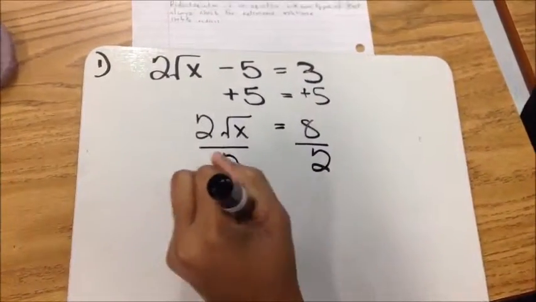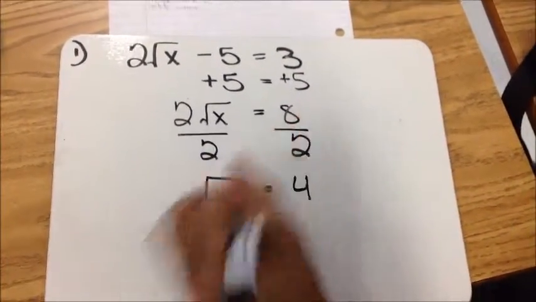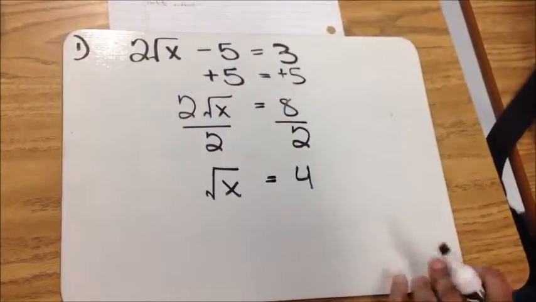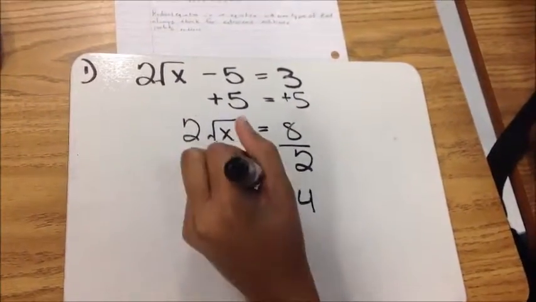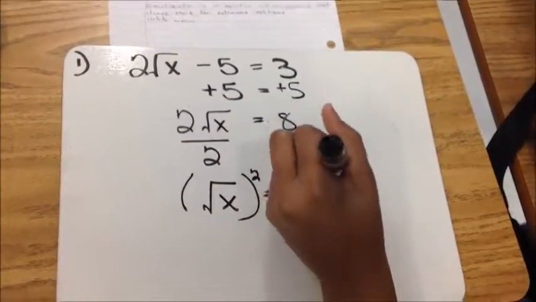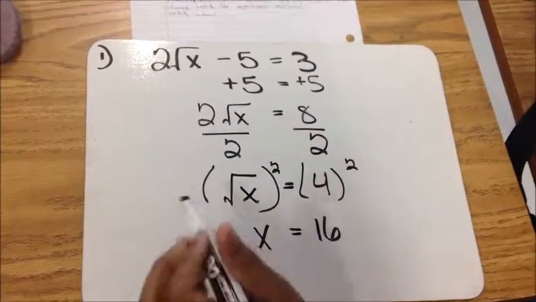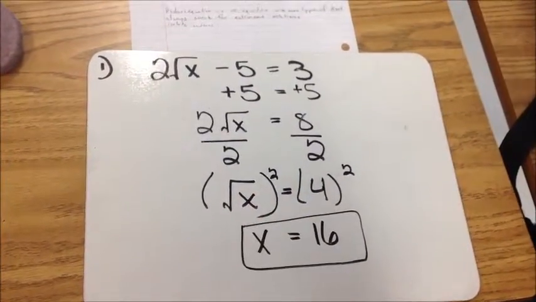That will leave you with square root of x equals 4. Last step, square both sides. Once you get to your final answer, x equals 16.